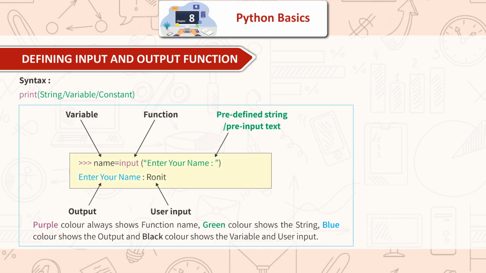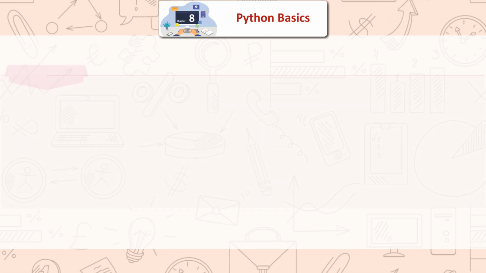name = input("Enter your name"). Enter your name, run it. Variable, function, predefined string or pre-input text, output, user input. Purple color always shows the function name. Green color shows the string. Blue color shows the output, and black color shows the variable and user input.